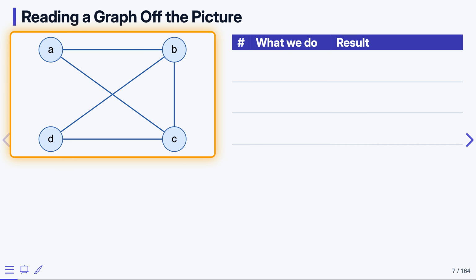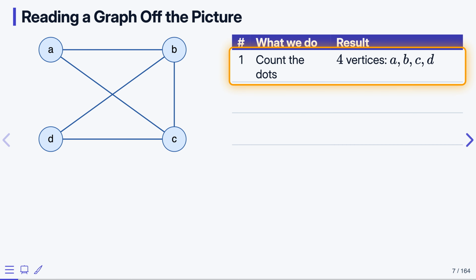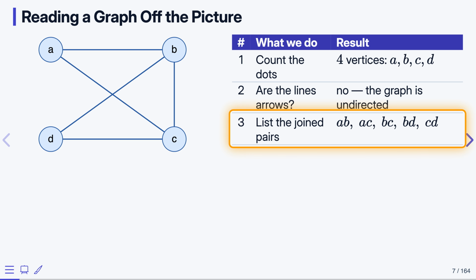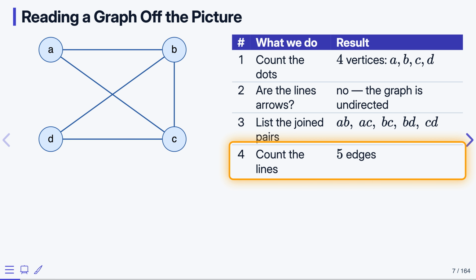Let's read this picture, the way we will read every picture in this chapter. Step 1, count the dots. There are 4, A, B, C, and D. Step 2, look at the lines. Do they carry arrows? No, so this graph is undirected. Step 3, list the joined pairs. A, B, and A, C, and B, C, and B, D, and C, D. Step 4, count them. There are 5 lines, so this graph has 4 vertices and 5 edges. Now we know everything about it.